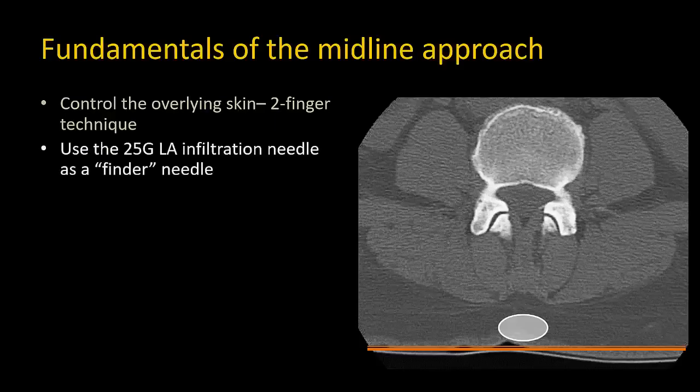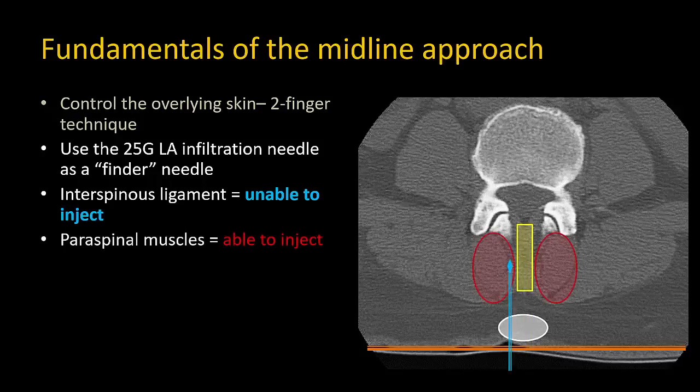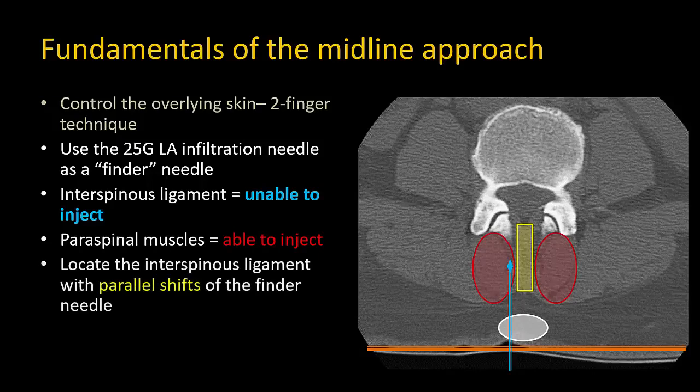It is therefore very useful to use the small gauge local anesthetic infiltration needle to explore the underlying anatomy. Entry into the interspinous ligament is signaled by an inability to inject, whereas local anesthetic can still be injected if the needle is placed into the adjacent paraspinal muscles. If this is the case, medial or lateral parallel shifts should be made to attempt to sink the needle into the interspinous ligament. Do not angle the needle.